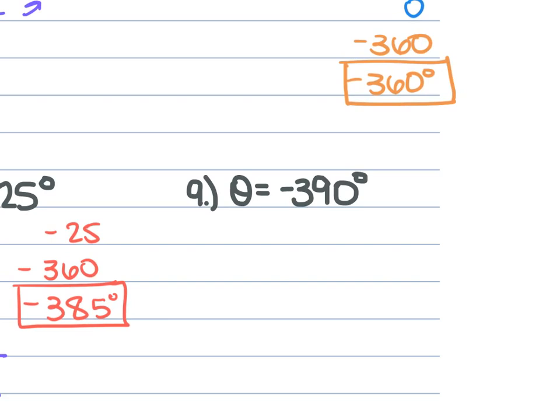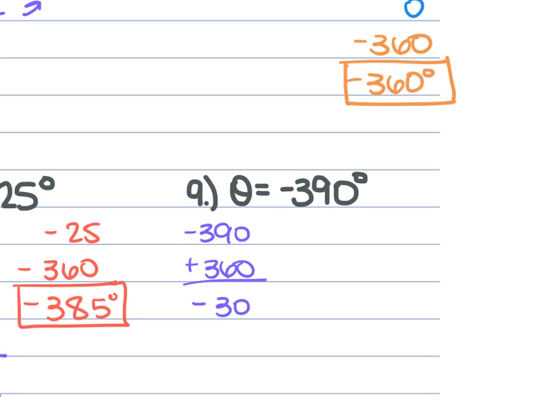For 9, we have negative 390. So we're going to first add the 360 to the negative 390. Negative 390 plus 360. These are opposite signs of one another, so we're going to keep the sign on the larger number, which is negative, and subtract, so that's going to give us negative 30.